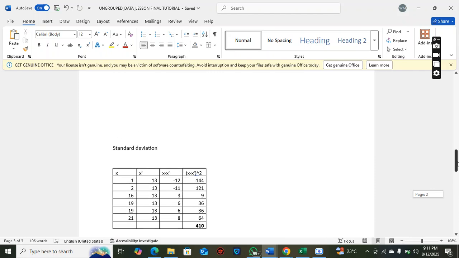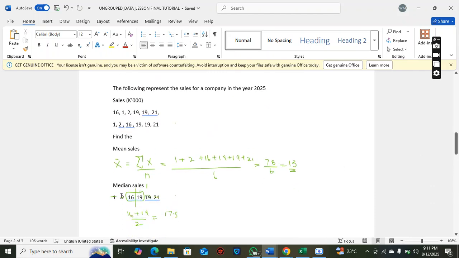We have now our upper quartile and our lower quartile.